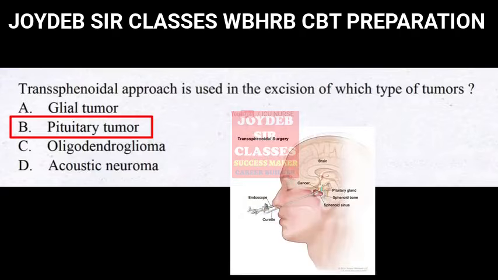Transsphenoidal surgery is the most common procedure for removing a tumor of the pituitary gland. Rather than opening up the skull in a traditional craniotomy, the neurosurgeon reaches the tumor through the nasal passages and the sphenoid sinus.